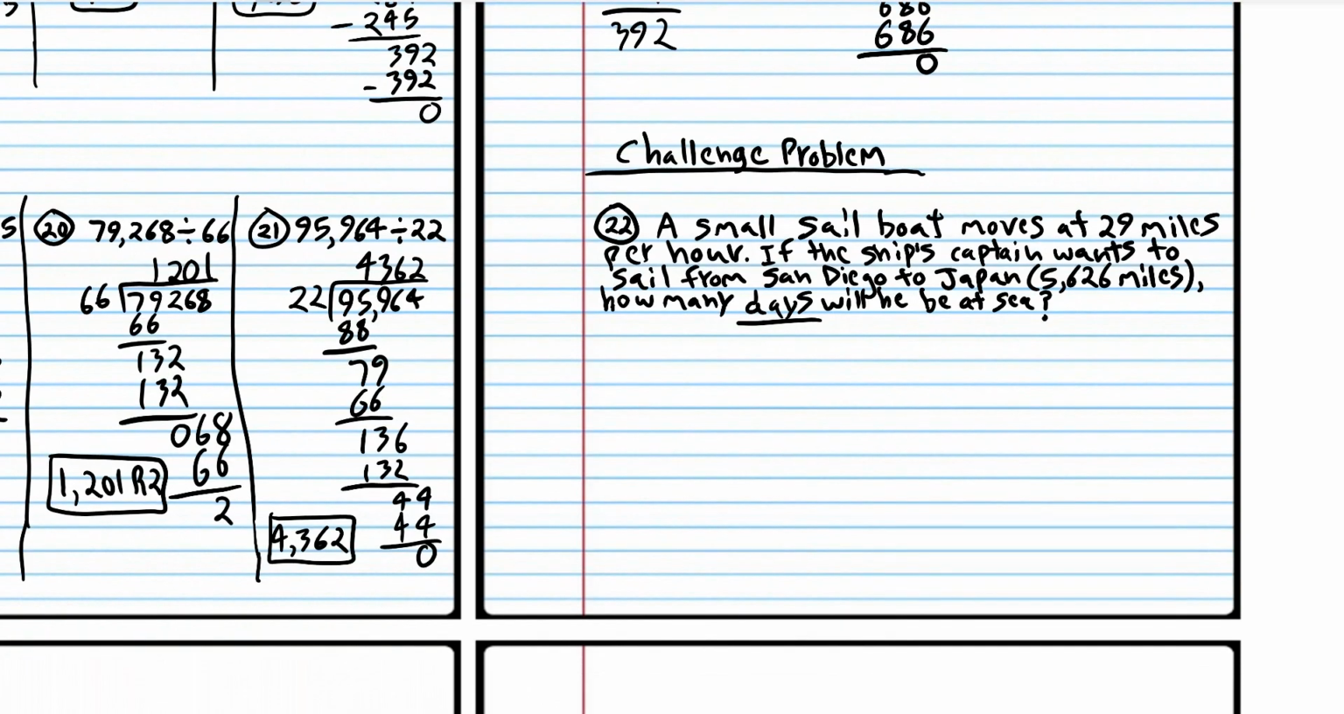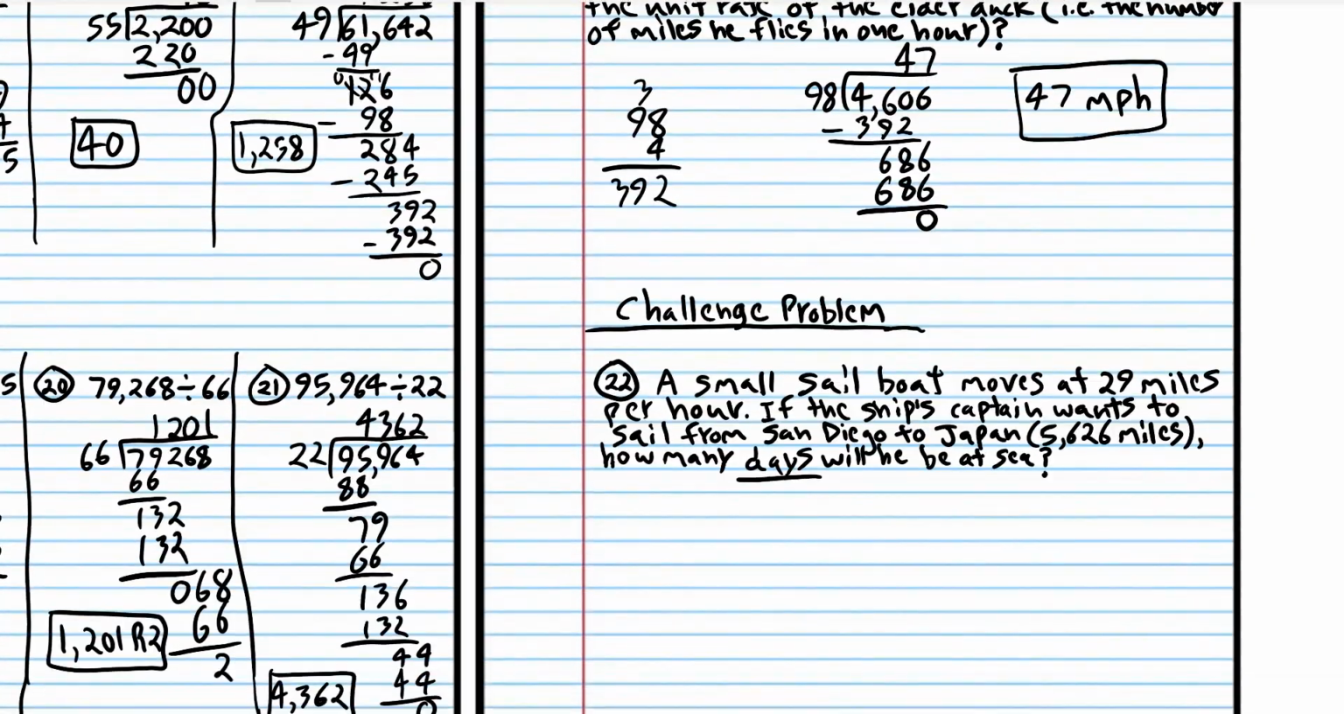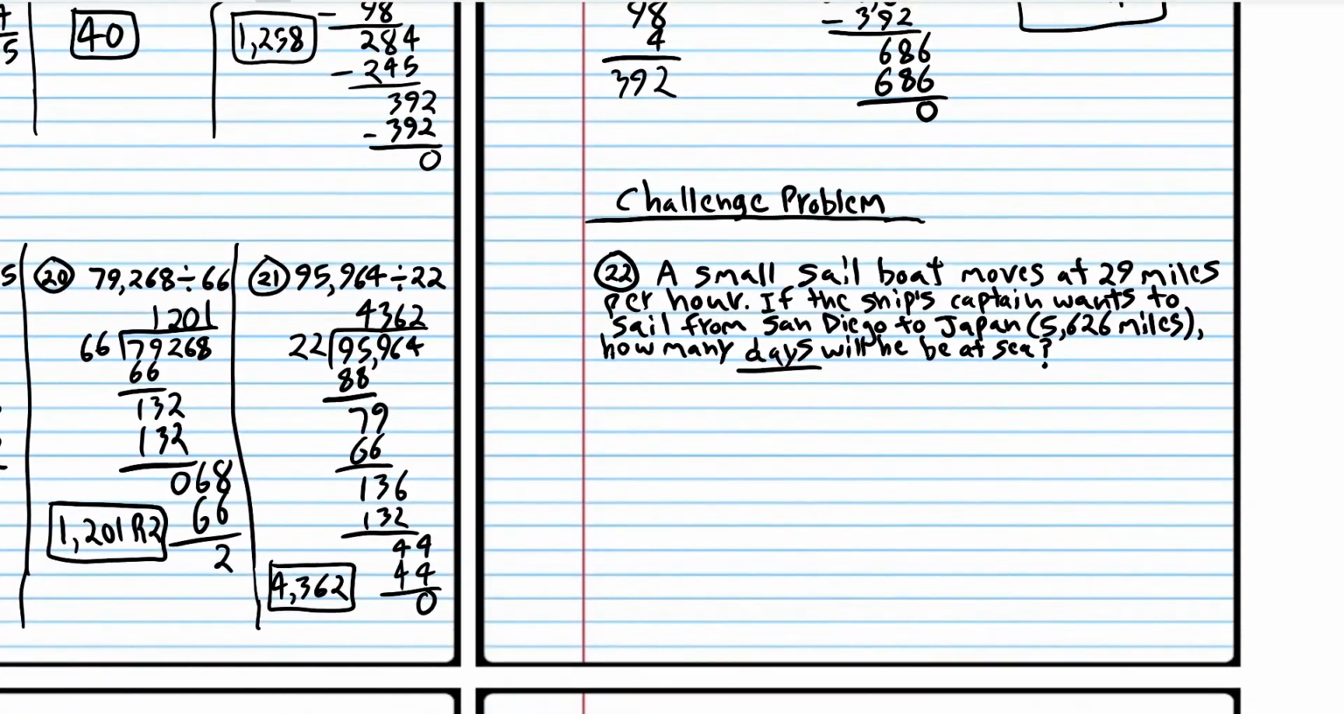Next problem. Now this is a challenge problem. See if you can do this problem on your own, and then let's read it first. A small sailboat moves at 29 miles per hour. If the ship's captain wants to sail from San Diego to Japan, 5,626 miles, how many days will he be at sea? The reason this is a challenge problem is because it's asking how many days he'll be at sea. All right. We're given the speed in miles per hour. Hour and days, that's a different unit of time.